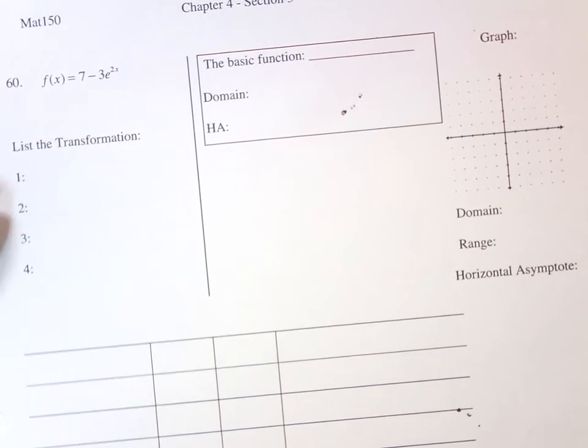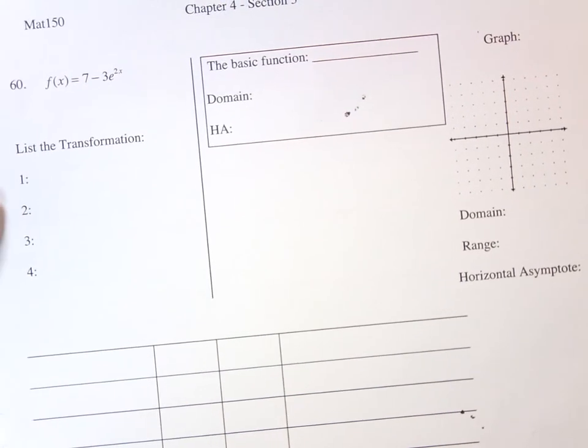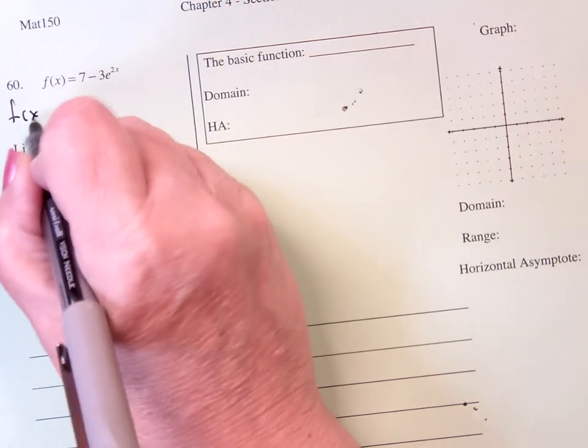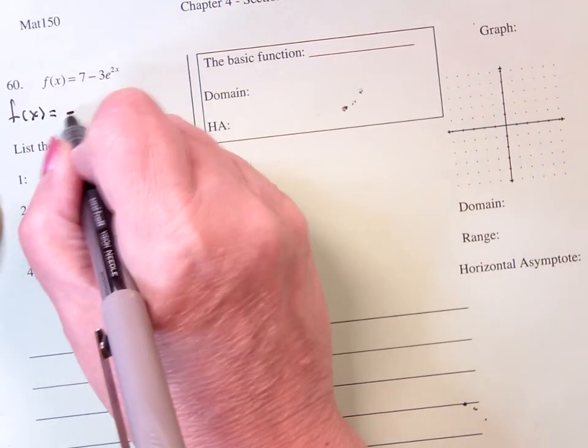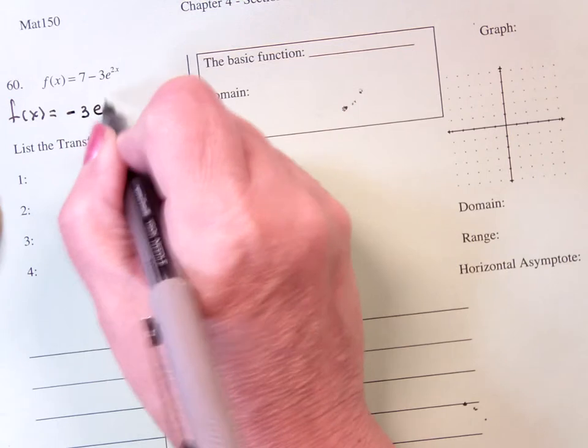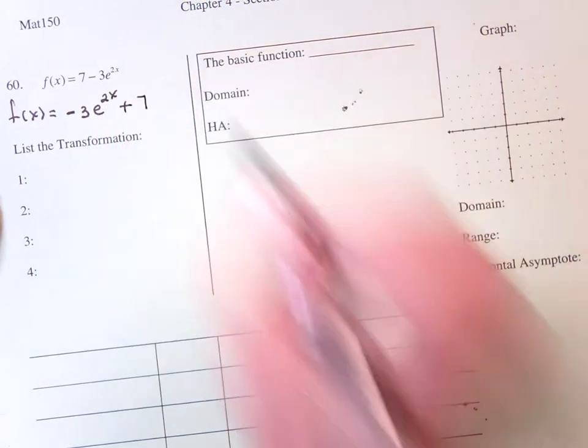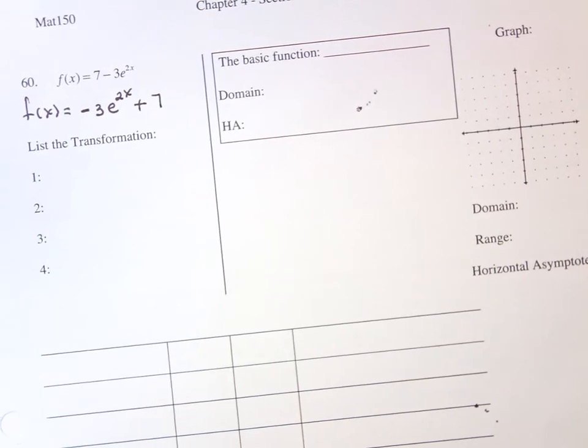Transformation. Yay! That's transformation. Well, first thing I have to do is rewrite this guy and put the function in front. So this is the opposite of 3e to the 2x plus 7. So now it's in transformation format.